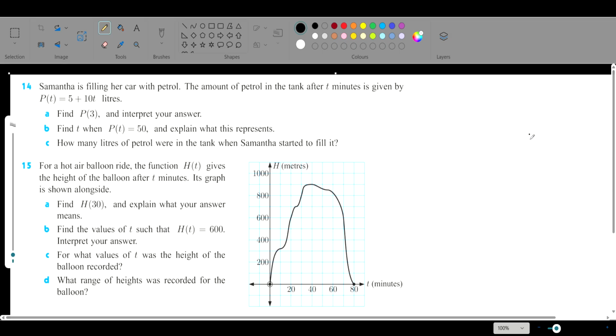Samantha is filling her car with petrol. The amount of petrol in the tank after t minutes is given by P(t), petrol with respect to time, which shows how it is filling as time passes: 5 plus 10t liters. We need to figure out P(3) and t, and how many liters of petrol were in the tank when Samantha started to fill. So, good questions. Just try to understand it and let me know the answer.